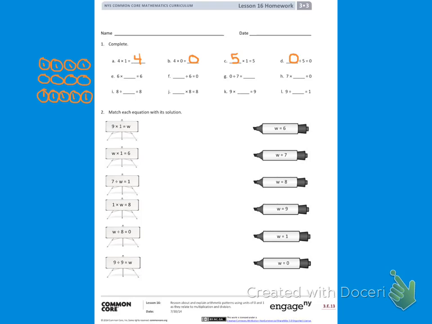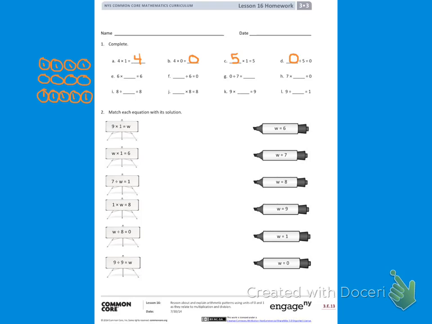If you need to draw it out, you may. Otherwise, maybe you can remember that anything times 1 equals the original number or itself, and anything divided by or multiplied by 0 is 0.